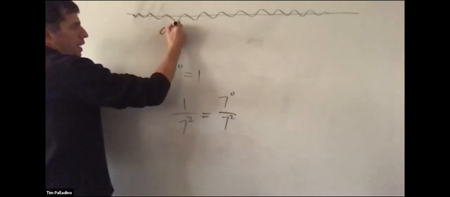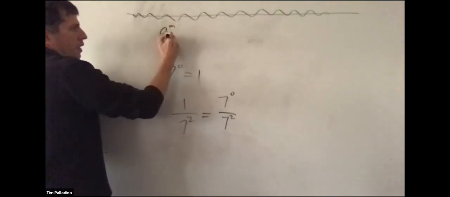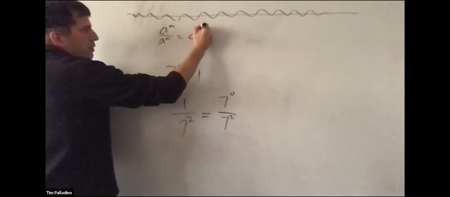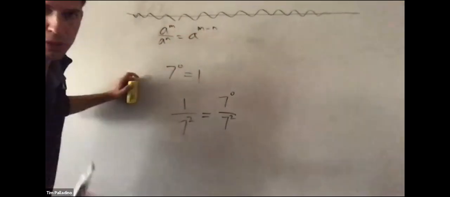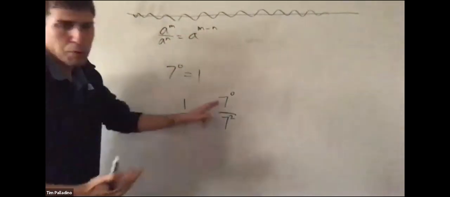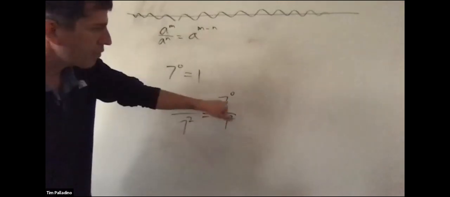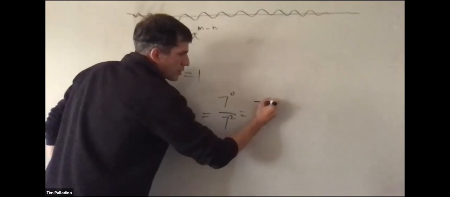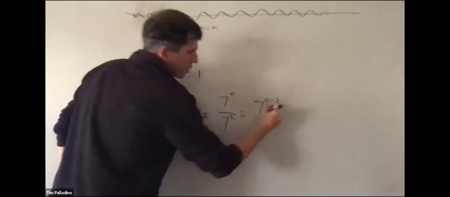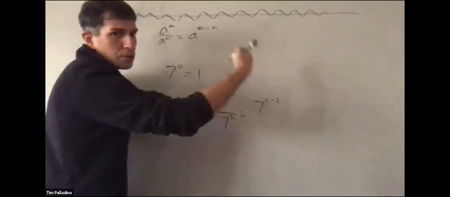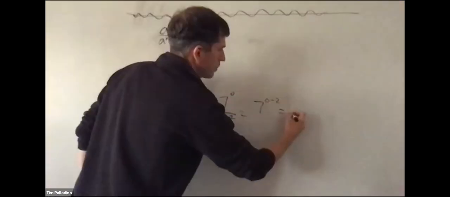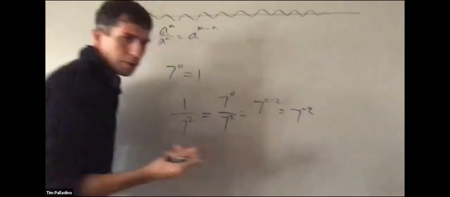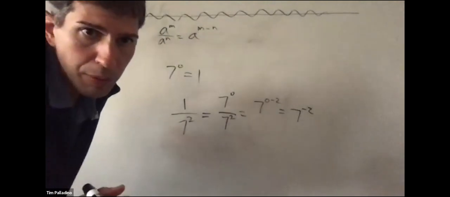And now we'll apply that rule, a to the m power divided by a to the n power. This is basically the rule that we just did, but now this is a special case. We know that 7 to the 0 power is 1, so I can write this as 7 to the 0 minus 2. So 0 minus 2 is minus 2. All right, does that one make sense?